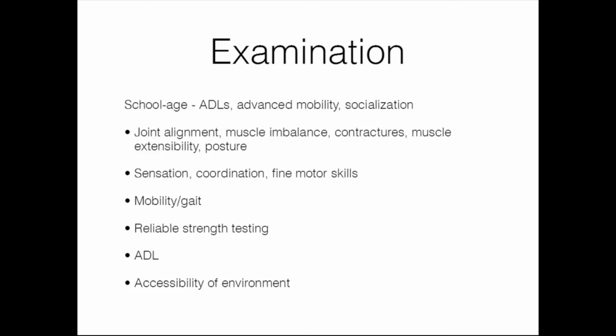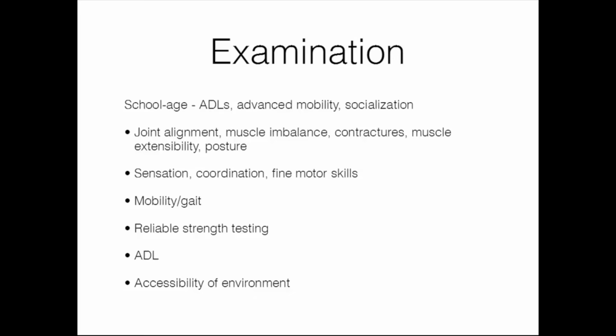As we move into school age, we really start to focus on advancing mobility, activities of daily living, as well as socialization. And so our examination is going to focus on joint alignment, muscle imbalance, contractures, muscle extensibility, and posture. At this age, we really want to look at all those things, and we're really thinking about preventing secondary impairments. We want to assess sensation, coordination, and fine motor skills. We certainly want to work on and assess mobility and gait. We can, at this age, start to do some reliable strength testing, and again, look at ADLs.